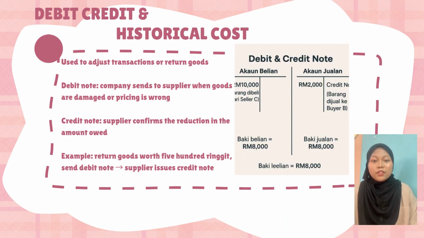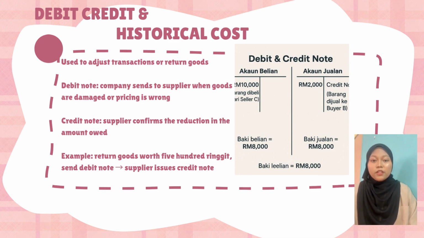In business transactions, we also use debit notes and credit notes to make adjustments if my company receives damaged goods or there's a mistake in pricing. We will issue a debit note to the supplier to inform them about the return or price reduction. After that, the supplier will issue a credit note to confirm the reduction in the amount we owe. For instance, if my company returns a damaged item worth 500 ringgit, we will send a debit note. Then the supplier will issue a credit note to reduce our balance by that amount.